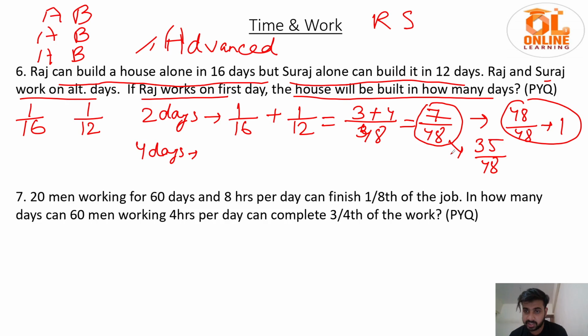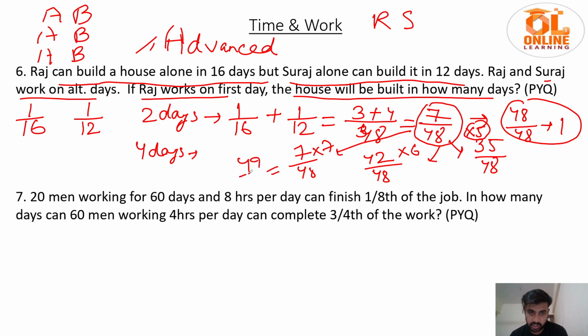5 days, no? 10 days work. If we multiply them by 5, it will be 35 by 48. If we multiply it with 6, it will be 42 by 48. Okay. If we multiply it with 7, it will be 49 by 48. That is more than one work.